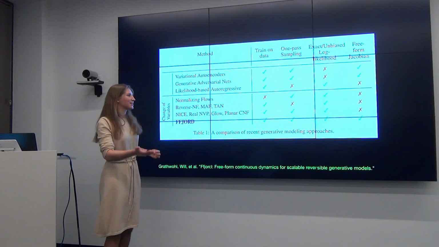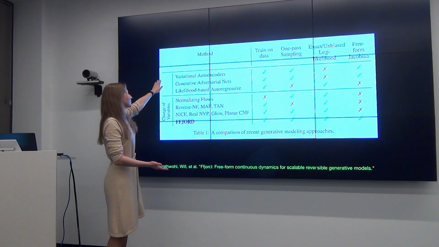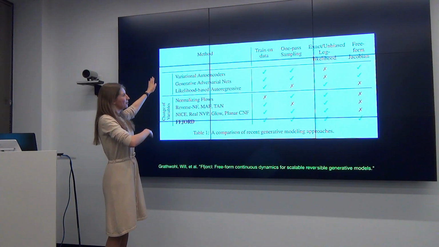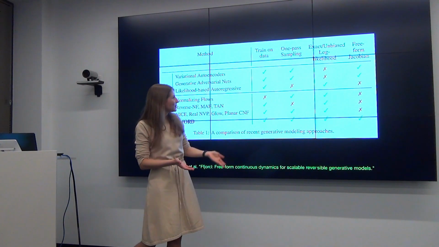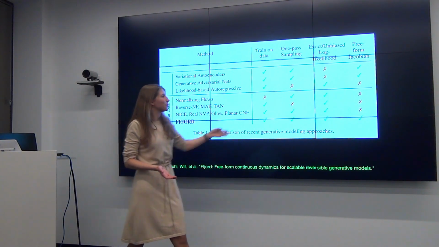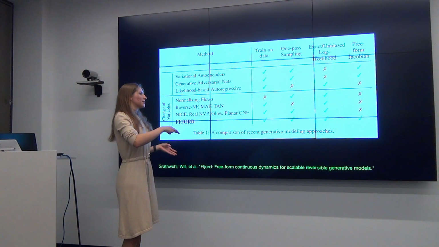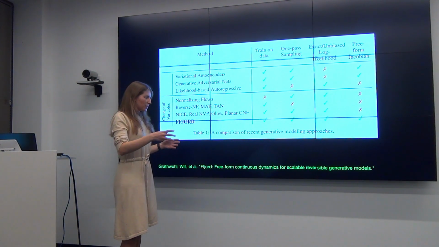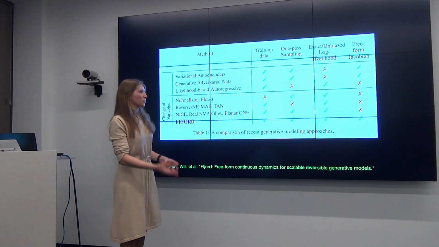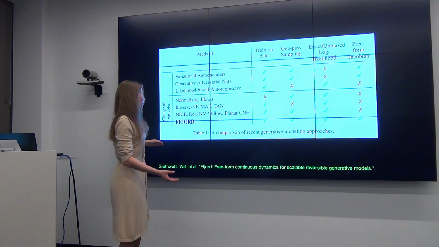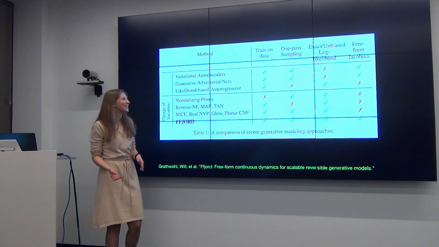And exact log likelihood estimation is about this: we train on log likelihood, and in variational autoencoders we train on the ELBO, and in GANs we don't have exact log likelihood. And free-form Jacobian is about this, that we don't put any restrictions on the form of our Jacobian, and everywhere FFJORD is the best.